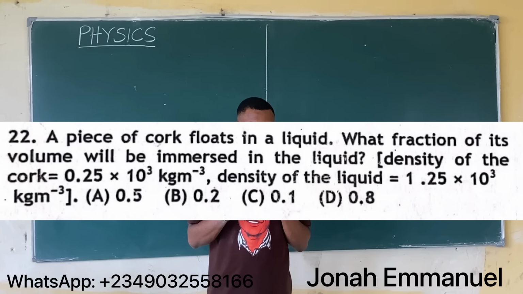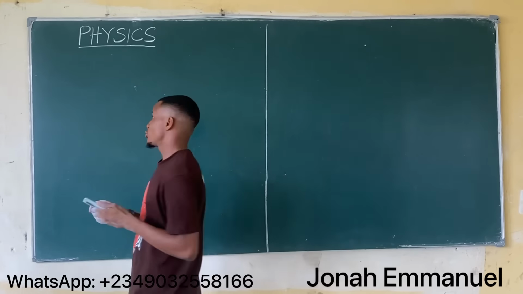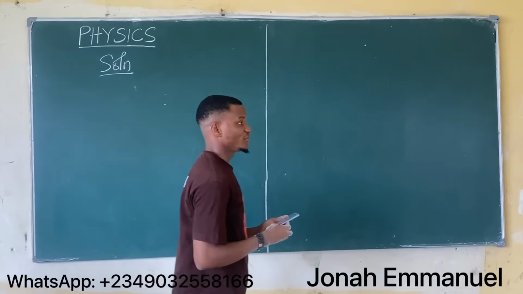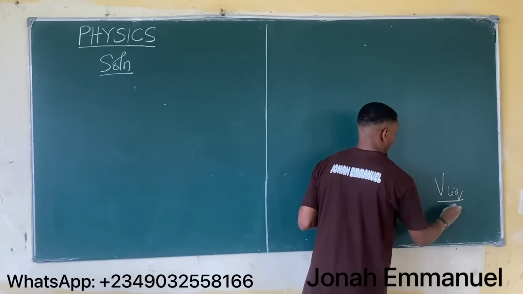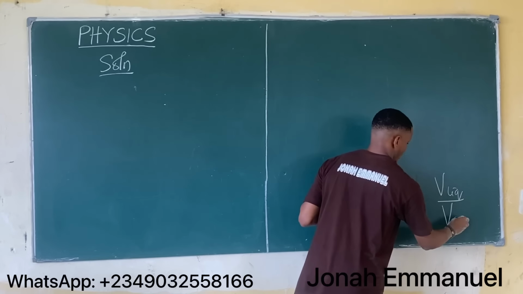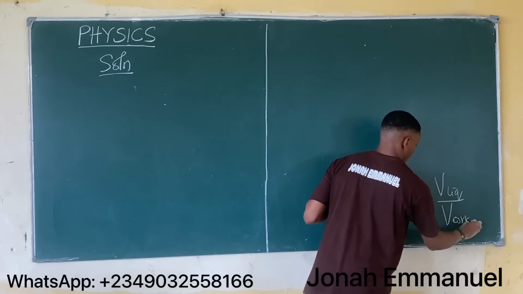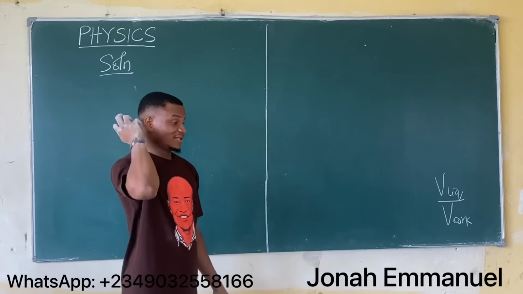Density of the cork equal to 0.25 times 10 to the power 3 kilogram per meter cube. Density of the liquid equal to 1.25 times 10 to the power 3 kilogram per meter cube. Alright, so solution. So we said our task would be to simply get volume of the liquid all over volume of the solid, which in this case is the cork.